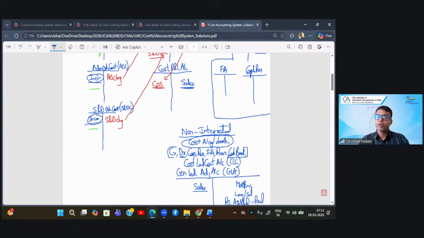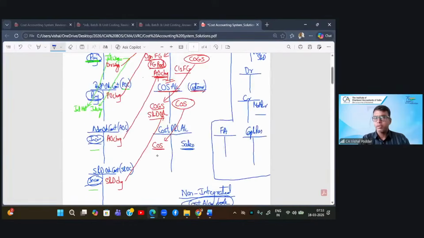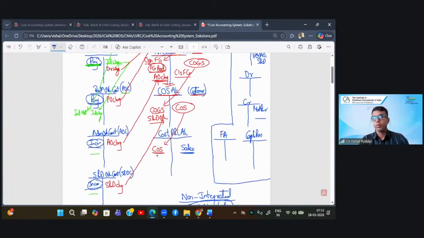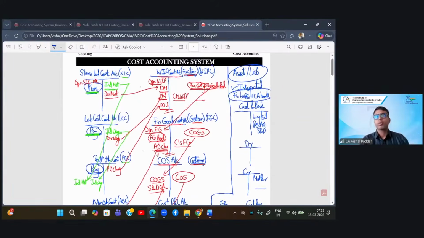So debit is your total cost, which is cost of sales. Credit is your sales value. Now here, this account should be closed, but before that, you will close all the other accounts. So you will have closing SLC. This debit pay credit charge is closed.